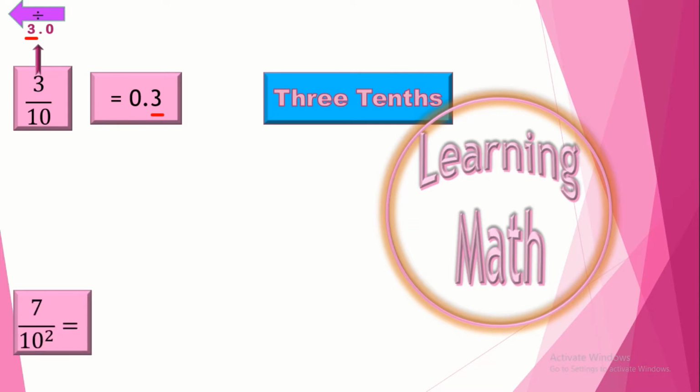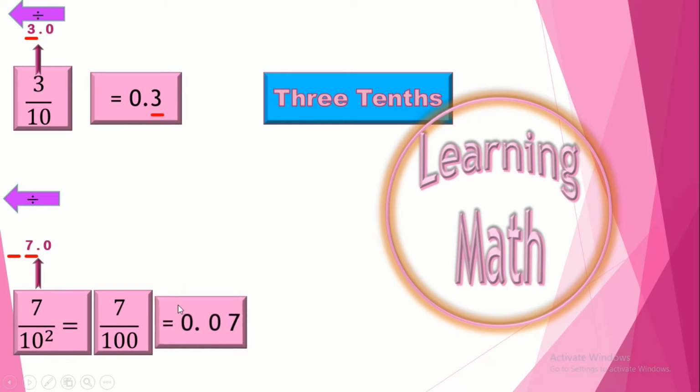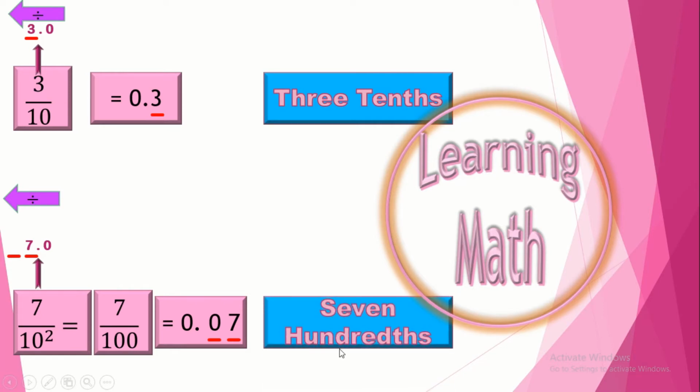So when we have tenth, tenth is the first digit after the point. Another example, 7 over 10 to the power 2, which is also 7 over 100. The power of 10 is equal to the number of zeros. It's the same. 7, isn't it 7.0? Over means divided by. We move the point to the left. How many digits? 2 digits, according to the power of 10 or the number of zeros. Then it will be 0.07. Well, isn't 7 in the second digit after the point? How to read it? We read it 7 hundredths.